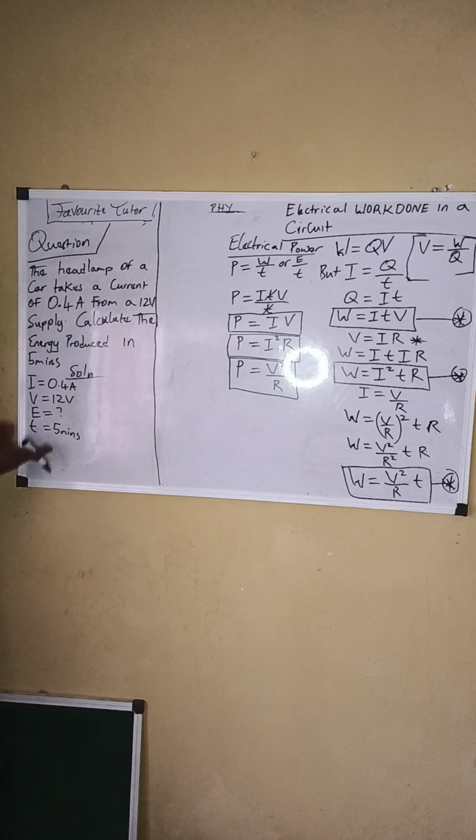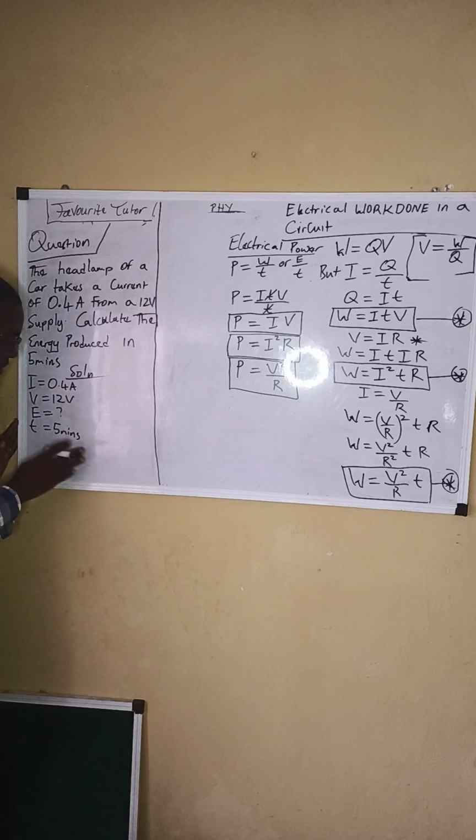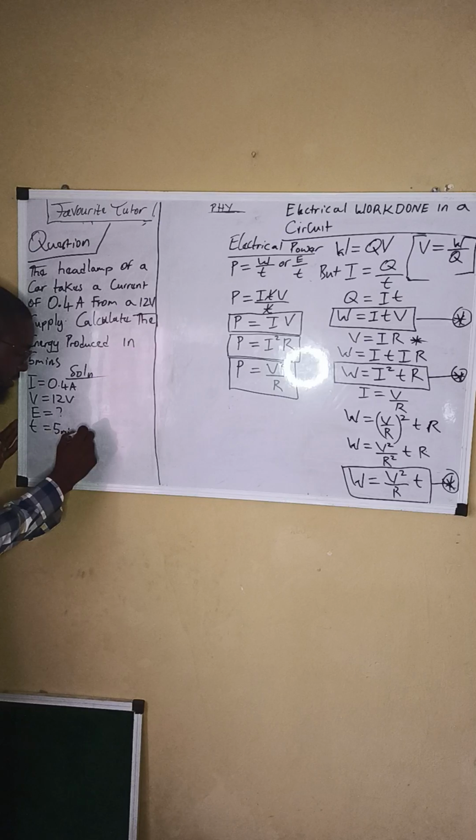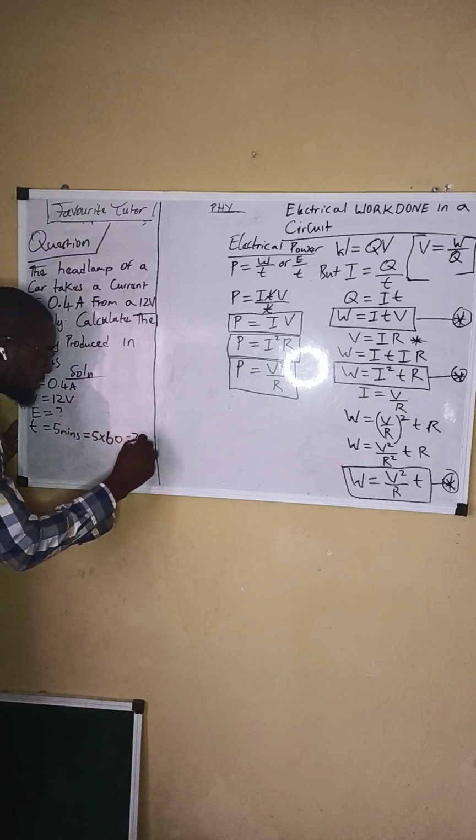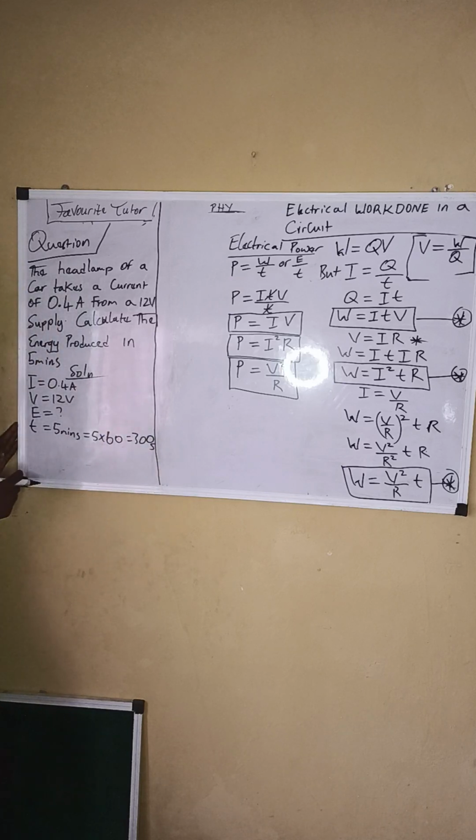Now these are the parameters. Now that we have the parameters, our next step should be to make sure that these parameters are in their respective units. Time should be in seconds, but is in minutes. So we need to convert it to seconds. 60 seconds make 1 minute. So therefore, this is equal to 5 times 60, which is 300 seconds. And then we are looking for energy produced in 5 minutes.